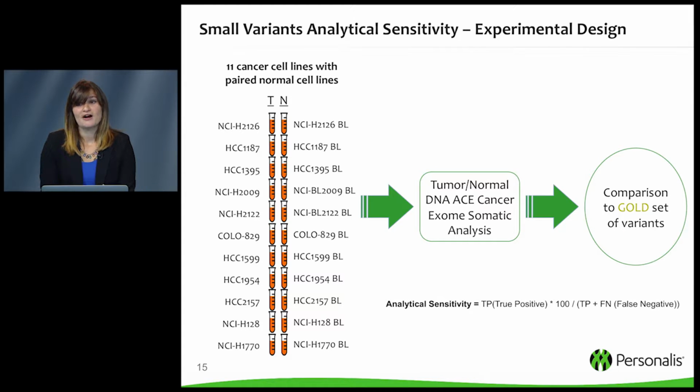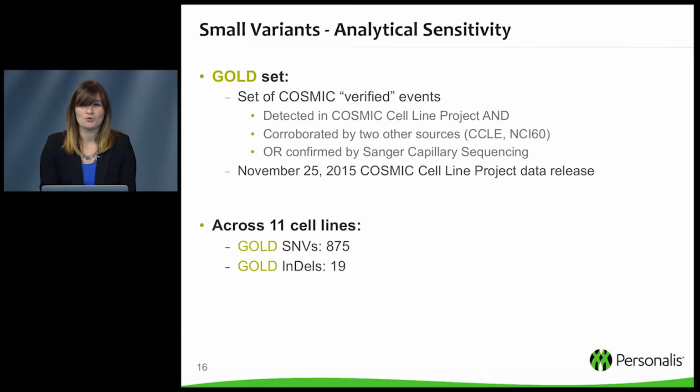So to determine our analytical sensitivity for SNVs and indel calling, we collected a set of 11 well-characterized tumor cell lines and their matched normal cell lines. We sequenced the DNA from all of these cell lines with our Ace Cancer Exome and ran the data through our tumor-normal bioinformatics pipeline. We then compared our variant calls to a set of gold standard variants to gauge our sensitivity. Now, what do I mean by gold variants?